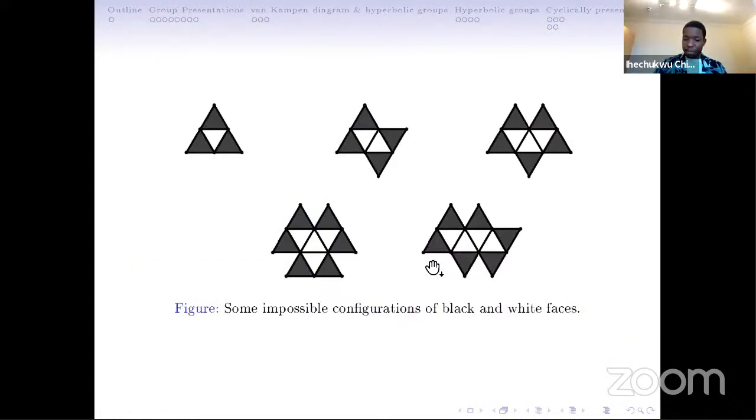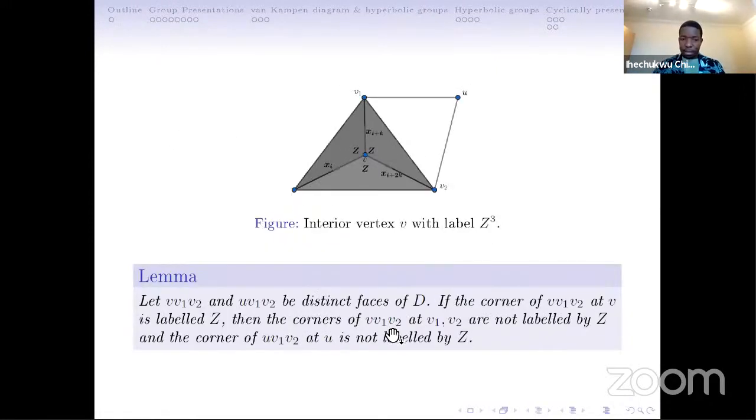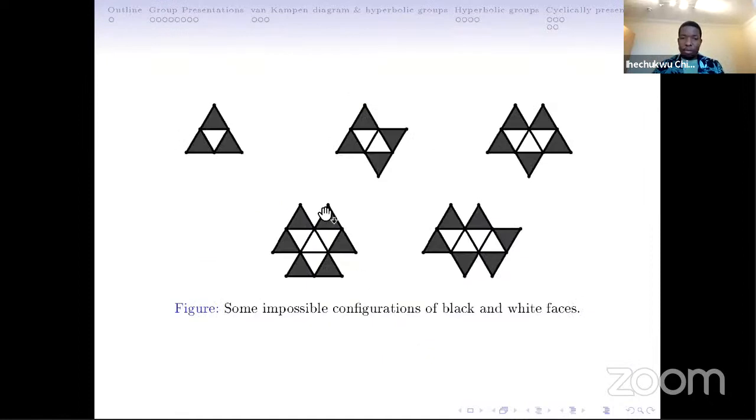So by that lemma, here are some configurations of white and black faces that are impossible. And look at this, for example. Let's explain this. This is a white face bounded by these 3 black faces. This cannot be a vertex of degree less than or equal to 6 because it's incident to a white face.